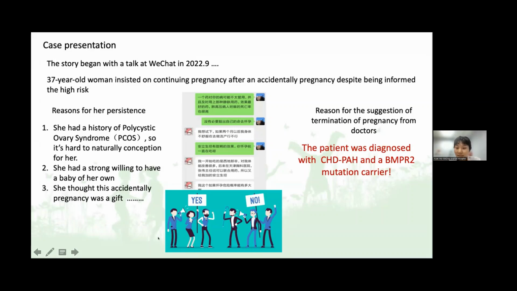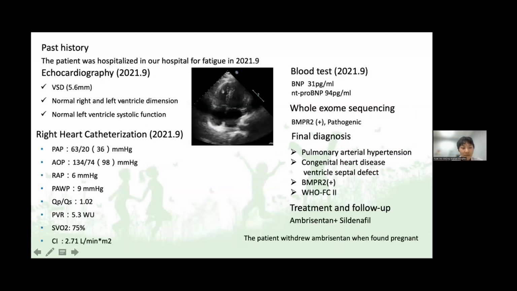However, the reason for the doctors' suggestion of termination was only because the patient was diagnosed with congenital heart disease and pulmonary arterial hypertension, and she is also a BMPR2 mutation carrier, which implies poor prognosis. So let's review her past history.